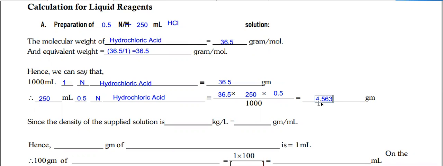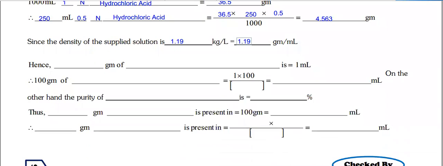But hydrochloric acid is not available in the solid form. It is available in the liquid form, and the container also provides us additional information, like the density of the solution, which is given in the labeling of the container. Suppose the density of the solution is 1.19 kg per liter. That means the density will be 1.19 gram per ml. Kg per liter and gram per ml are similar terms.